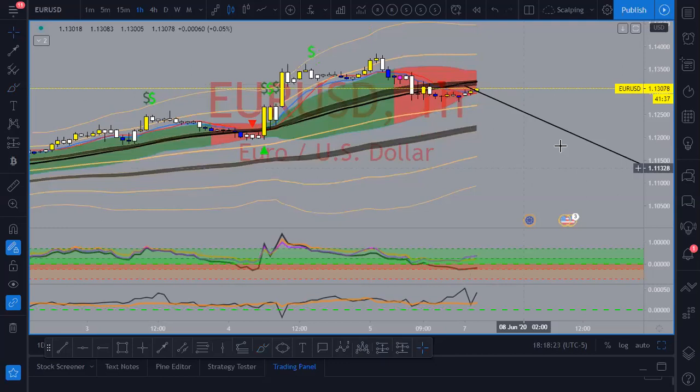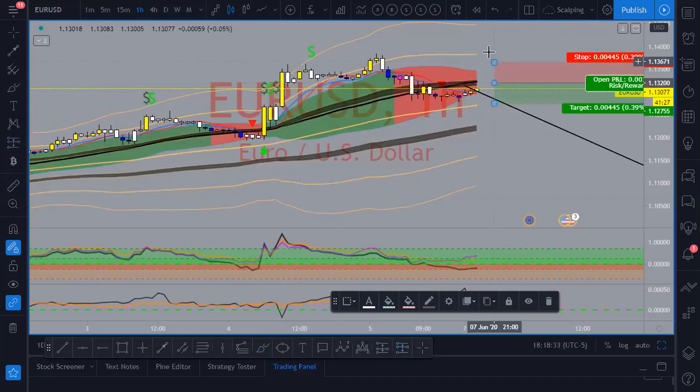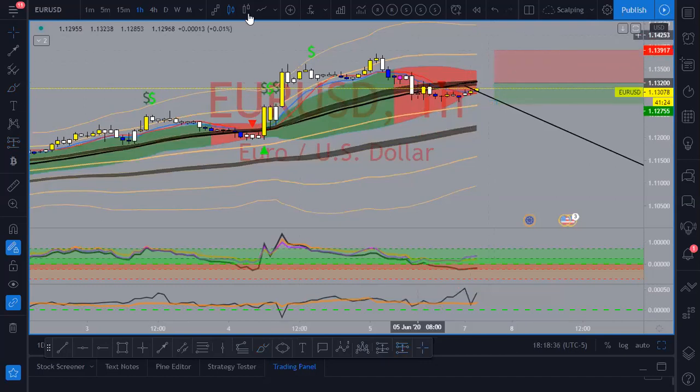Any questions on Euro USD? This is the setup that I want to take for the week. So I'll set stop loss above there.